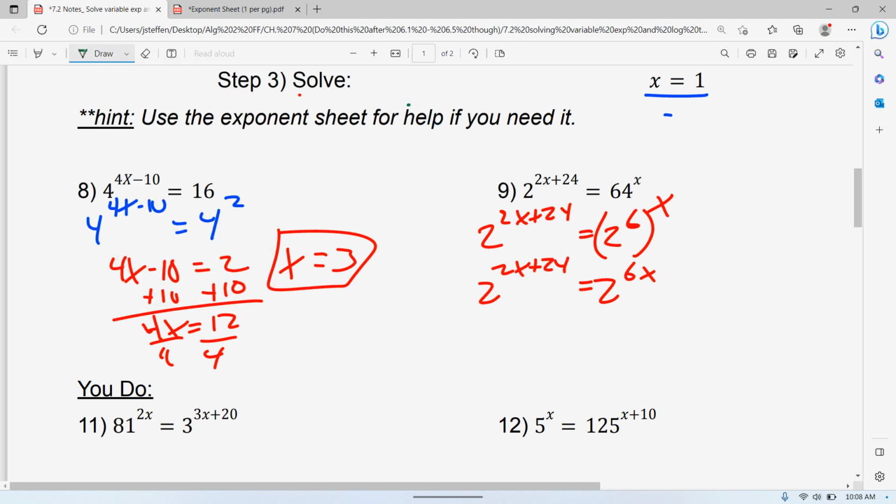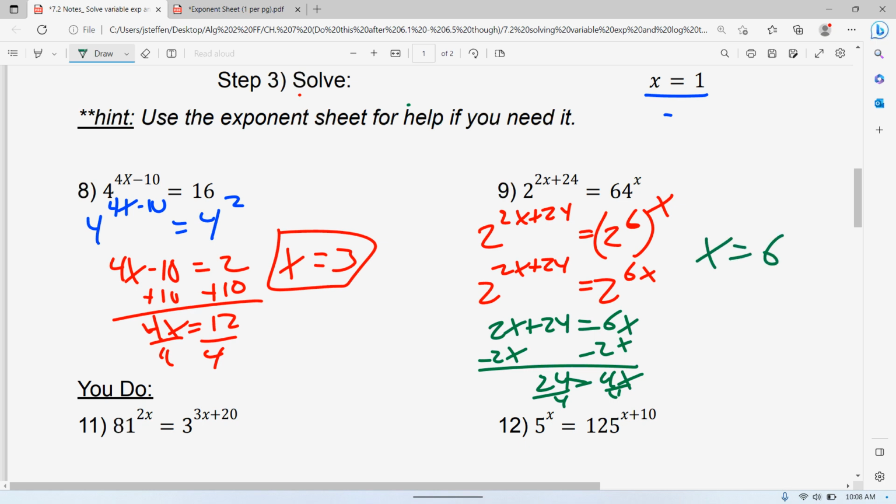So now the bases are the same. Now we can go ahead and solve that. 2x plus 24 is equal to 6x. Subtract 2x from both sides. We have 24 is equal to 4x. Divide both sides by 4, I get x is equal to 6. And then you can simplify and check your work.